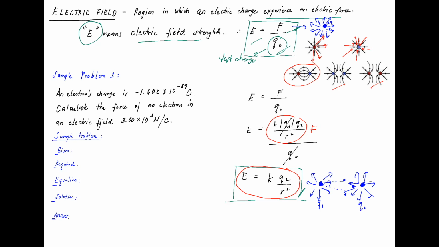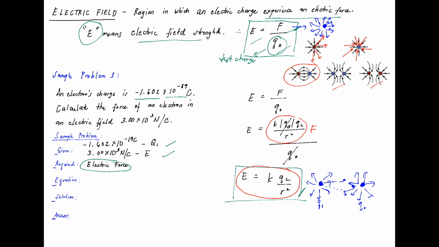An electron's charge is negative 1.602 times 10 raised to negative 19 coulomb. Calculate the force on an electron in an electric field of 3 times 10 raised to 3 Newton per coulomb. Let's now identify the given and the required. So this is the given. We have negative 1.602 times 10 raised to negative 19 coulomb for the Q1. And 3 times 10 raised to 3 Newton per coulomb is the electric field strength. And the required here is the electric force.